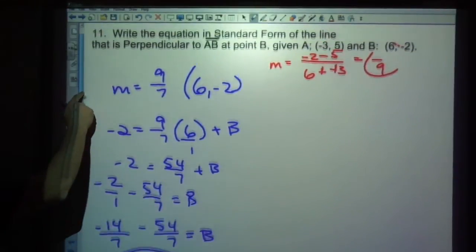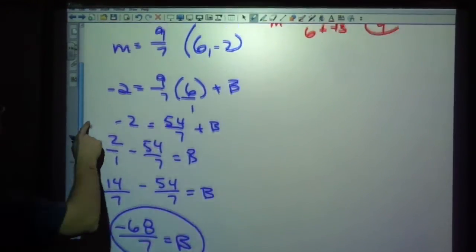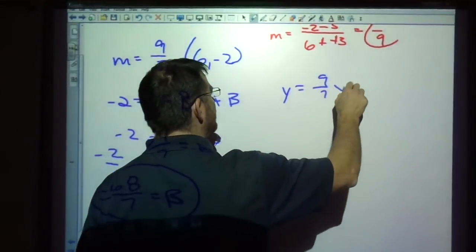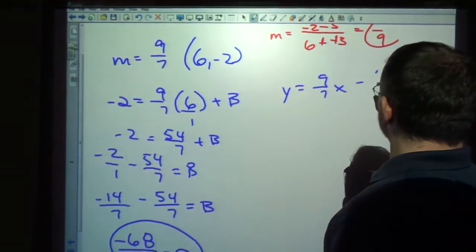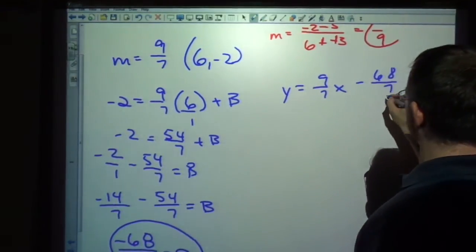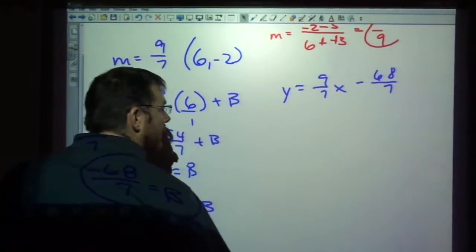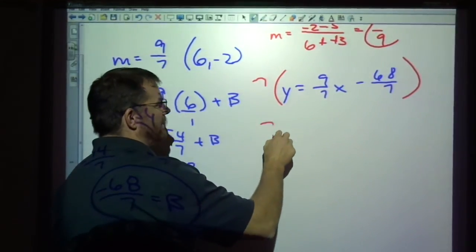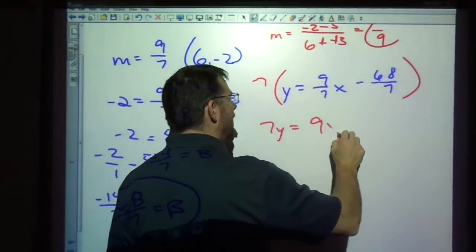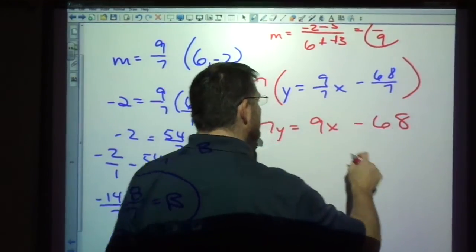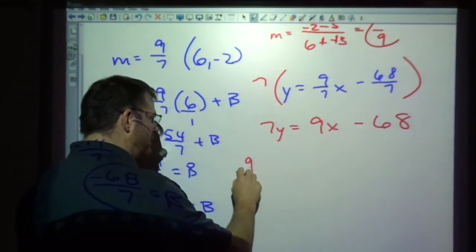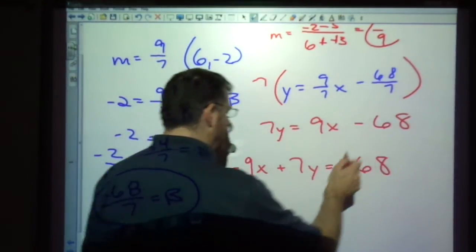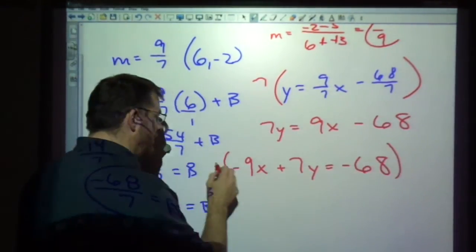So my slope is 9/7. y equals 9/7 x minus 68/7. But I don't want 7ths. I can multiply by 7. 7y equals 9x minus 68. Subtract the 9x over here. And multiply by negative 1.